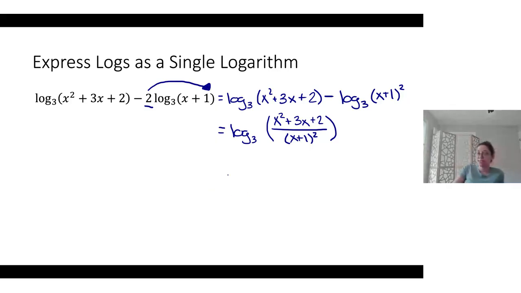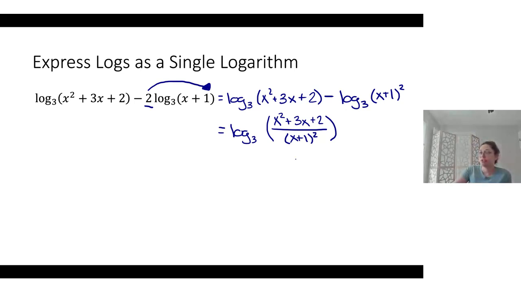Now this is technically fully condensed, right? We expressed it as a single logarithm, but we can actually reduce the expression inside our parentheses. So this is a good little review of what we did with rational functions in chapter 4.